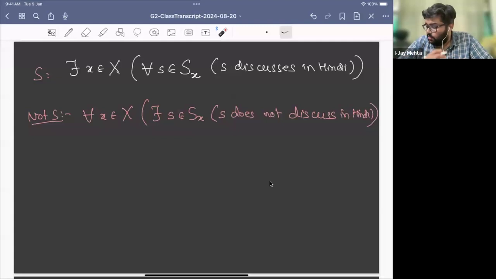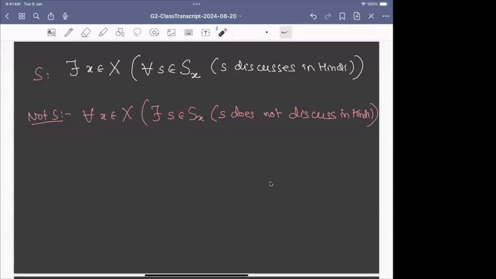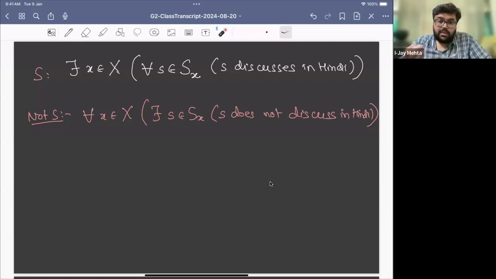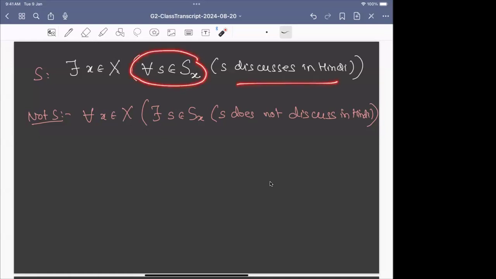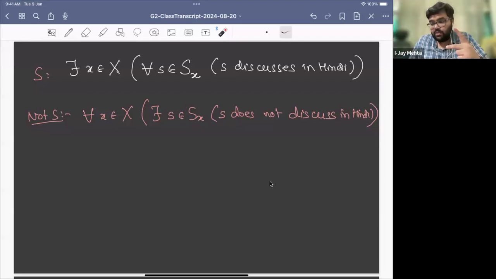Where do you want to say there does not exist? So I want to say there does not exist x belongs to X, as discussed in Hindi. So in English we say it like that also. There is no student who discusses in Hindi. Instead of this, if we write it mathematically in terms of quantifiers, there are only two quantifiers.